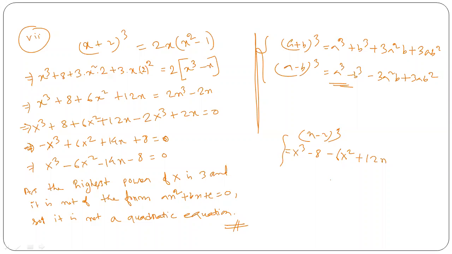Now word problems. It is very important. In the previous chapter, that means pair of linear equations, we did word problems. In this chapter also we have to do some word problems. So now all of you see question number 2-1. Is this clear, all of you?